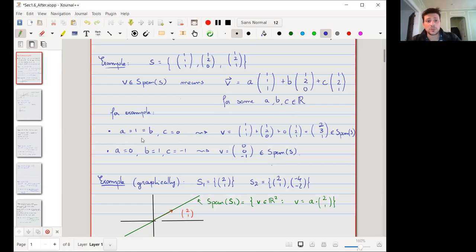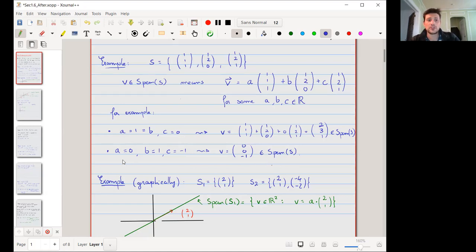Here are a few examples. I could make some choices. If I pick a and b to be 1 and c to be 0, then the linear combination I get is (1, 1, 1) plus (1, 2, 0) plus 0. In other words, when I add these together, I show that (2, 3, 1) is a vector that lies in the span of S. Other possible choices for these coefficients, 0, 1, minus 1, give the vector (0, 0, 1), which also lies in the span of S.